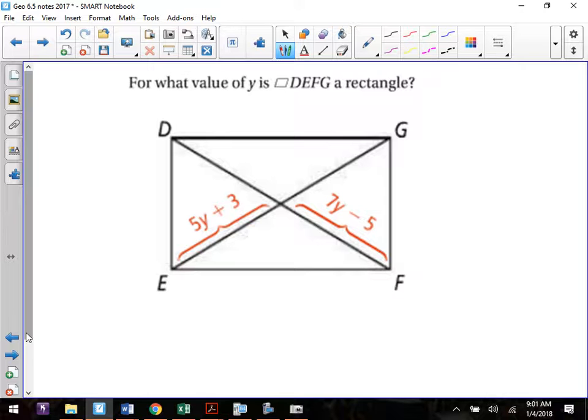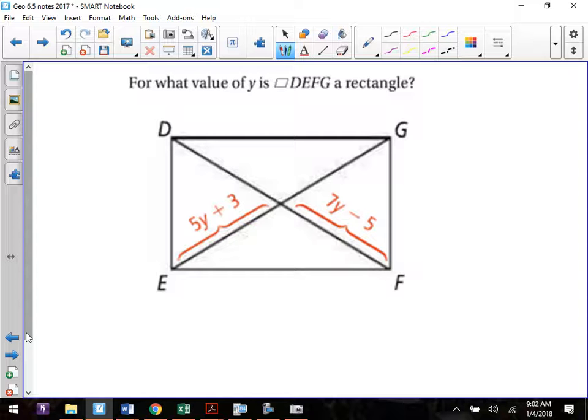All right, same idea. For what value of y creates it to be a rectangle? What would you do? Why? What do you know about diagonals in a rectangle? Well, let's start at the beginning. Diagonals in a parallelogram do what to each other? Yeah. They bisect each other.